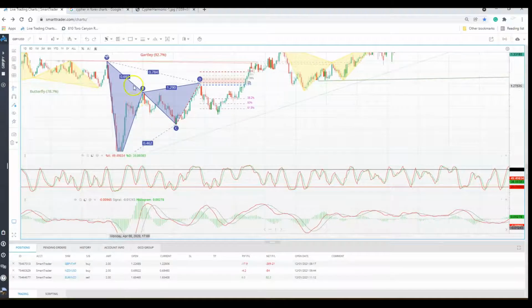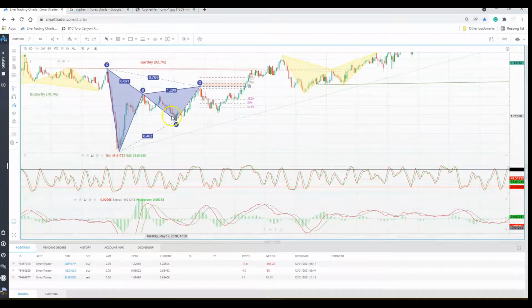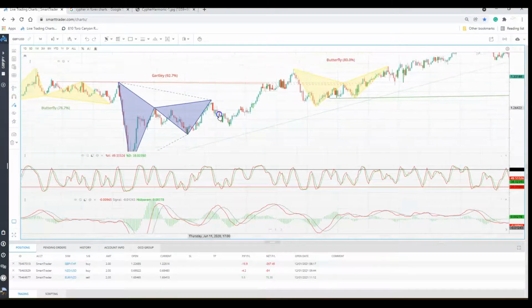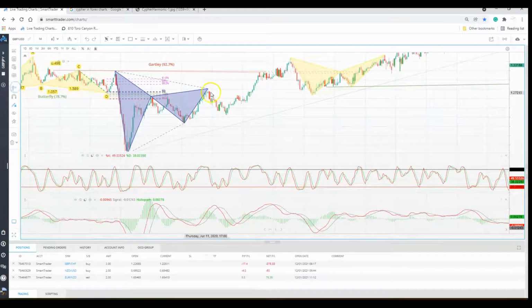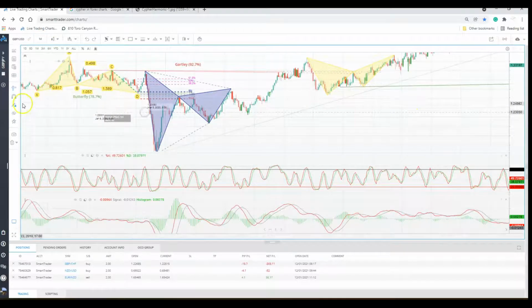Here's another one. Again, A, B, C, and D. And then we short at D, and then price shot down for about 563 pips. This is a daily chart. So extremely powerful way to trade.